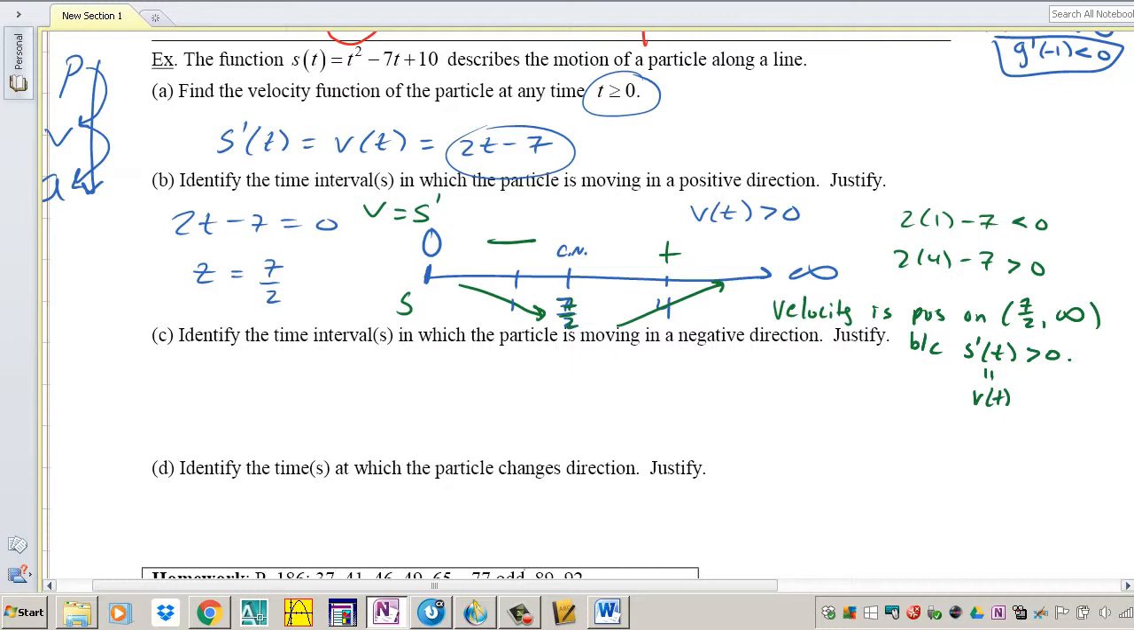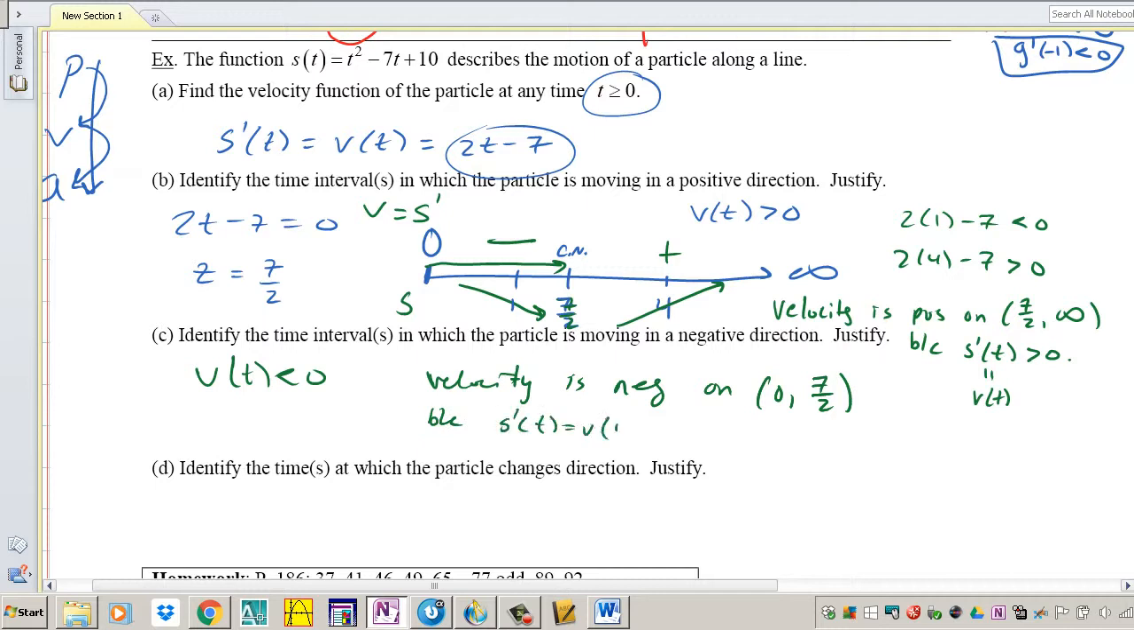Okay. Letter C. At which time intervals is the particle moving in the negative direction? Which means, where is the velocity negative? And the velocity is negative from 0 to 7/2. So you can say velocity is negative on 0 to 7/2. Notice that I don't put brackets, 0 to 7/2, because s prime of t, which is equal to velocity, is less than 0.